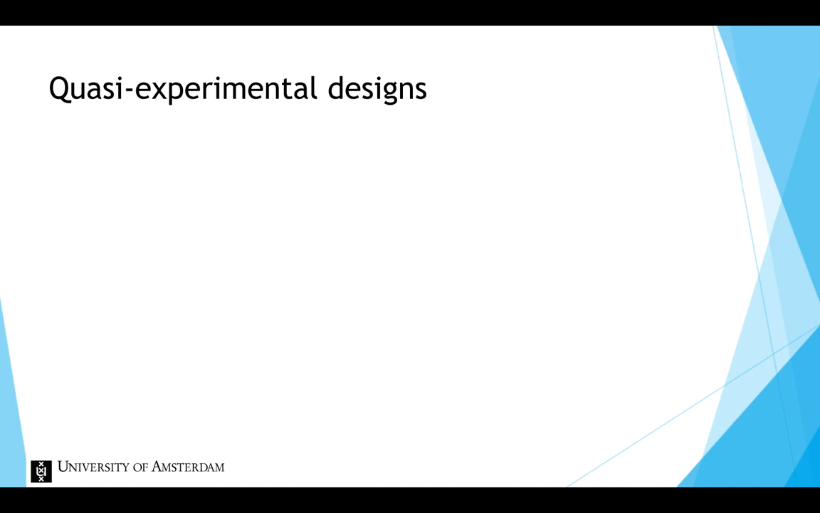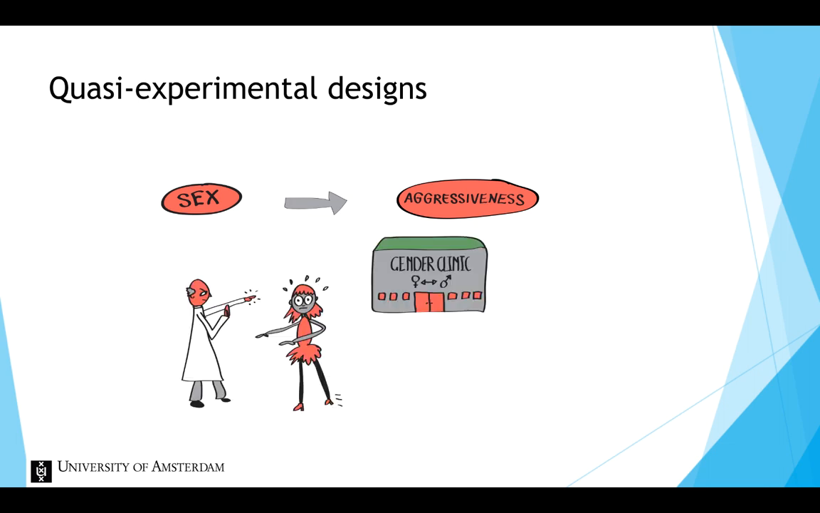In other cases, the independent variable is an individual difference variable and can't be manipulated. Suppose that we wanted to investigate the effect of gender on aggressiveness. This automatically entails a quasi-experimental design, since we cannot assign children to be a boy or a girl for the purpose of our study.